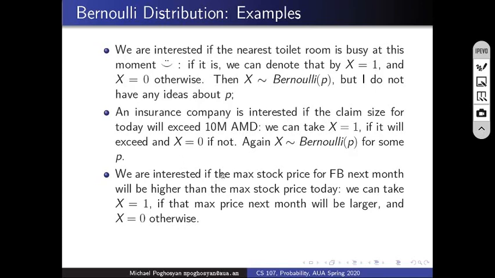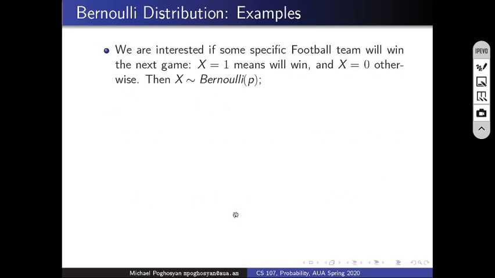Another example, we are interested if the maximum of the stock price for Facebook stock next month will be higher than the maximum stock price today. So today the maximum stock price is something, and we are interested if next month's maximum price will be higher. If it will be higher, then x is 1. Our random variable is showing if it is higher or not. And that x random variable will be a Bernoulli random variable with some parameter p, with some probability p.